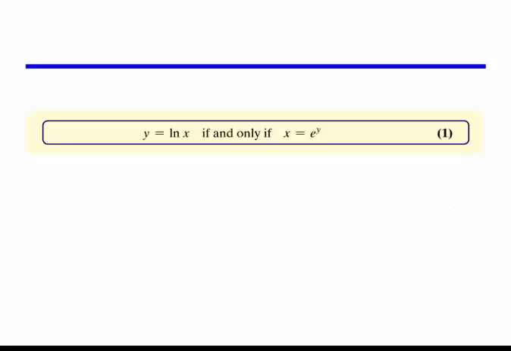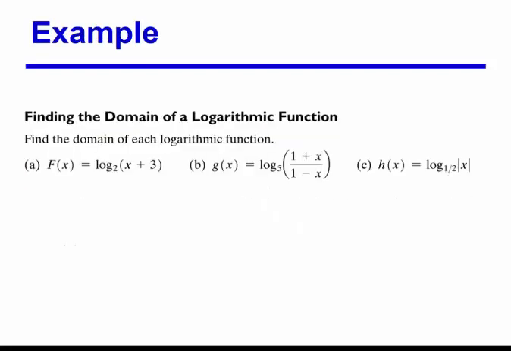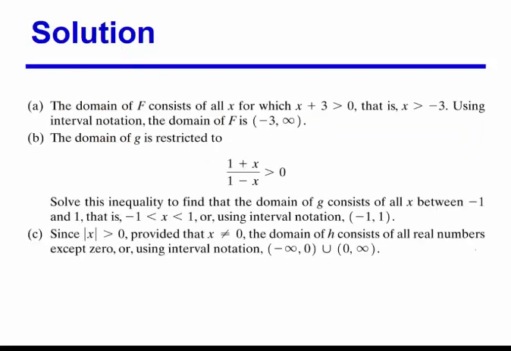Now, for c, h of x is log base 1 half of the absolute value of x. Since the absolute value of x is greater than 0, provided that x does not equal 0, the domain of h consists of all real numbers except 0, and that's the interval notation.